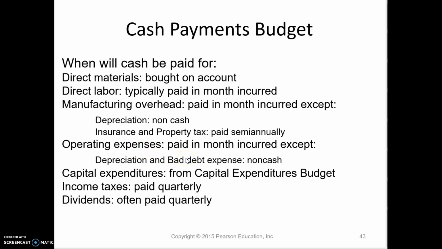Depreciation and actually bad debt expense also. These are non-cash expenses. They don't involve a payment of cash. So when we're doing our cash payments budget, we'll take the total from the operating expense budget and we'll subtract the depreciation amount, we'll subtract the bad debt expense amount. We will go to the capital expenditures budget and see if there's any property, plant, and equipment that we're buying in that period. And then we'll add that to the cash payments budget.